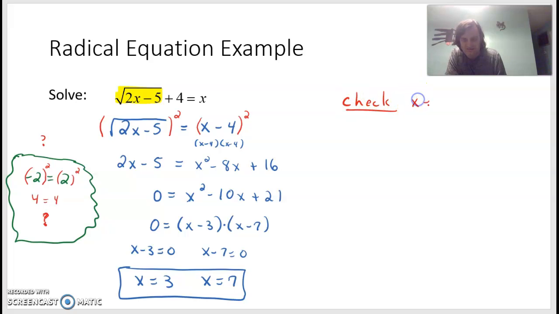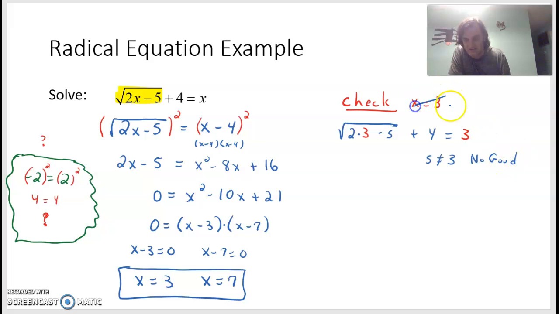Let's check x equals 3. We're going to go way back to the beginning. The square root of 2 times 3 minus 5, plus 4 equals 3 when I plug it in. So that gives me 6 minus 5 is 1. So in the end, this gives me 5 equals 3. No good. So this does not work.